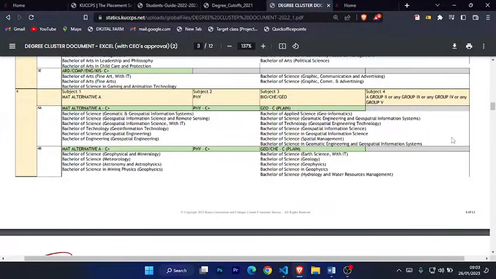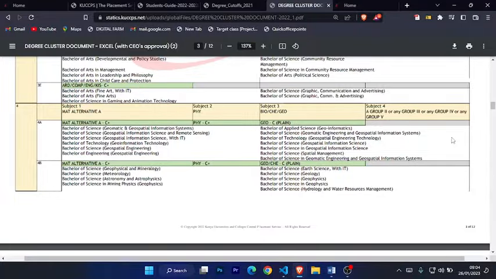Now, for example, here we have another cluster, cluster 4. This is geography, most geo courses. You can see bachelor of science in geospatial information system. You can see that you require subject 1 to have a C plus, maybe maths. Subject 2 is physics to have a C plus. Subject 3 is geography, and any subject 4, so any other subject that you have passed.